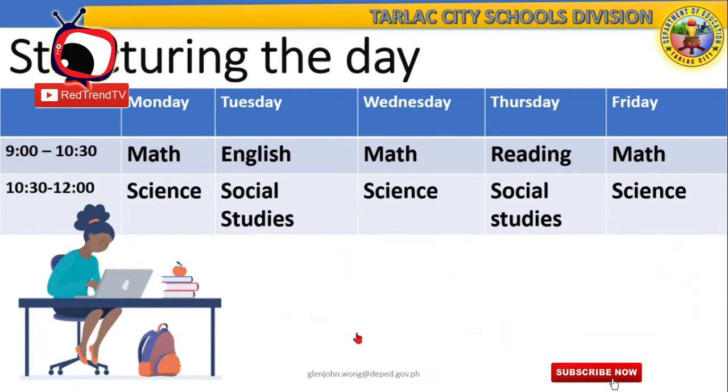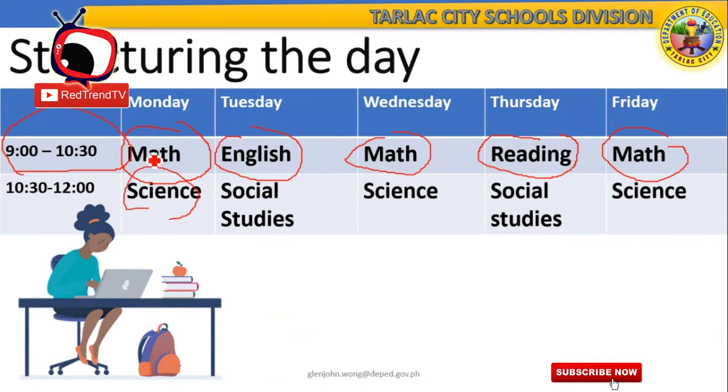In this example natin, time block, for example, math, on the next day is English naman. So, time block na to, sa Monday, 9:30 to 10:30, math. Tuesday, English siya. Tapos Wednesday, math. Thursday, reading. Friday, math. And then on 10:30 to 12 yung next subject, tapos on the next day iba na naman sa time na yon.